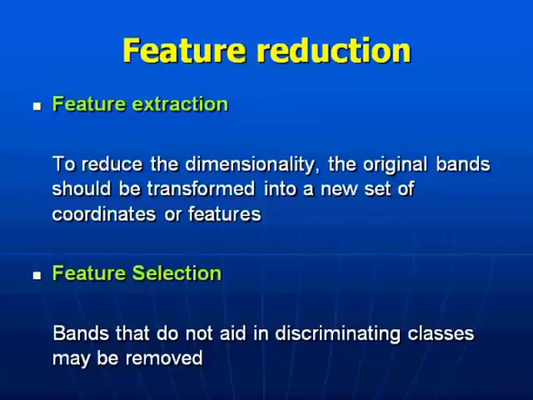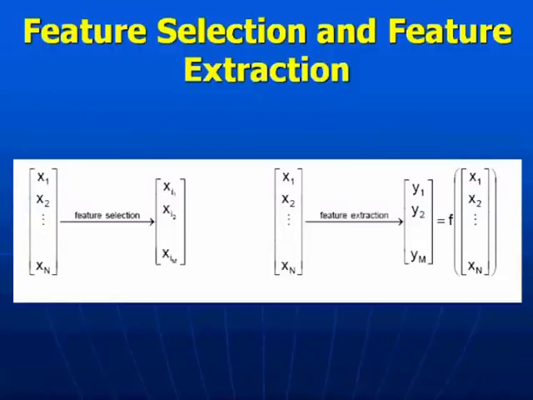The other way to reduce the features, as you know, is feature selection, wherein bands that do not aid in discriminating the classes may be removed. Basically, we are trying to use only those bands from the original set of bands wherein classes can be discriminated clearly. This is a mathematical representation of feature selection and feature extraction. For example, if I have an observation vector x1, x2, ..., xn, these are my bands. When I apply feature selection, m bands would be the output. The rest of the bands would be removed, and the output here is basically the useful bands for that set of classes.